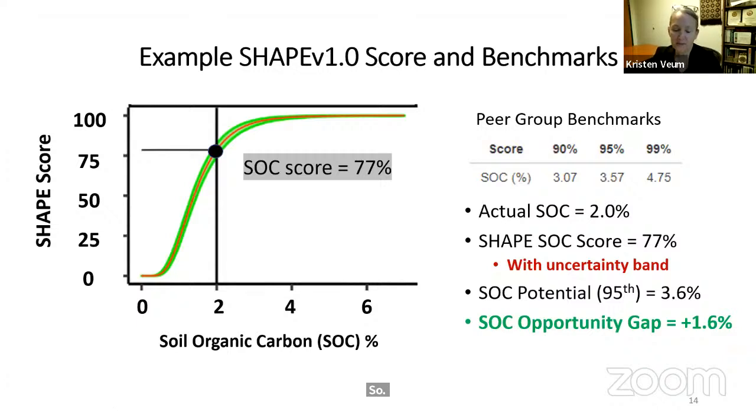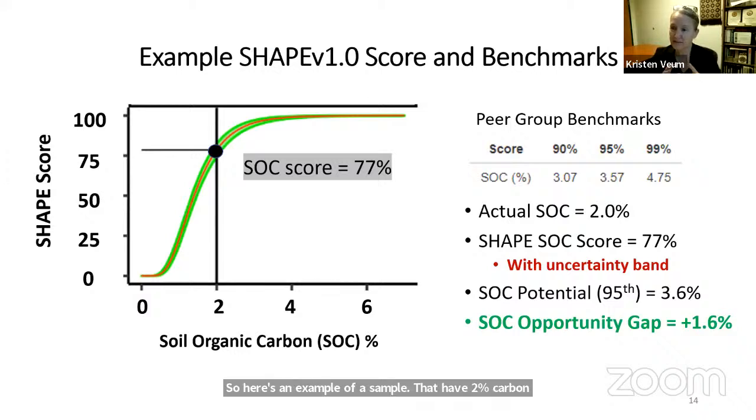So here's an example of a sample that had 2% carbon, and we entered that laboratory result along with the site characteristics into SHAPE. So we added the climate and adaptive characteristics. And this particular sample got back a score of 77% relative to its peer group. And on the right, you can see the peer group benchmarks that were returned for this sample. So the 90th, the 95th, and the 99th percentile. Because we're aiming high here, but you could also have SHAPE return any benchmark that you choose. So it could be, as Harold pointed out, maybe the 75th percentile would be your target.